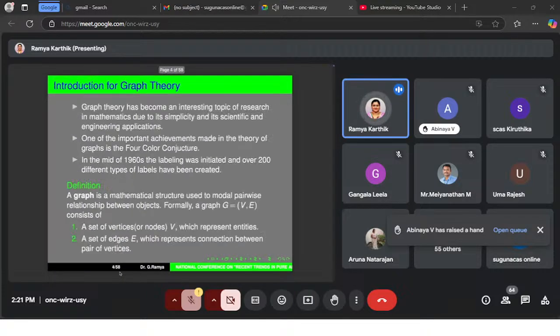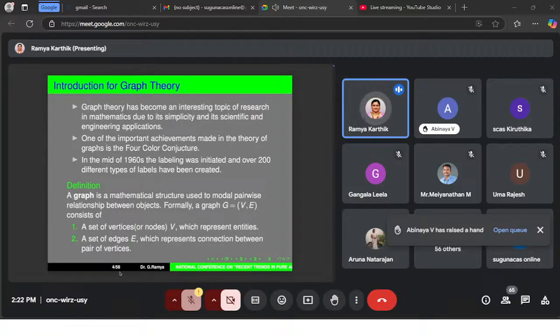So first, introduction of graph theory. Graph theory is a powerful mathematical tool used to model relationships and structure. When combined with algebra, it opens up new perspectives for analysis and problem solving. In this talk, we will explore how algebraic structures can be translated into graphs, and how this interplay enhances our understanding of both fields. So let us first start with understanding the basics of graph theory and its significance.